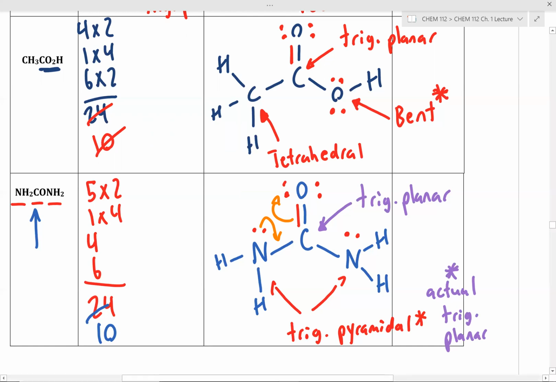Does that make sense to everyone? So until we cover resonance, you can take these structures at face value. The moment we cover resonance, you're going to have to appreciate the effect of resonance on geometry. Does that make sense to everyone? Okay.